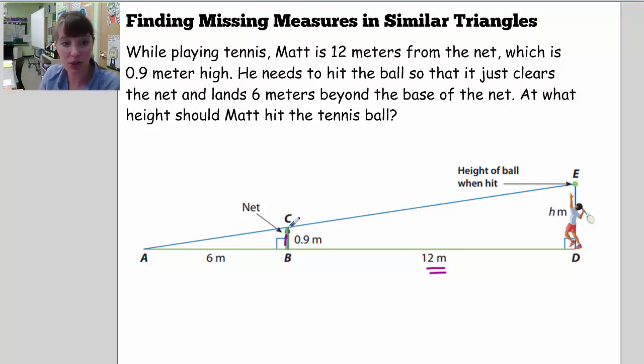Okay, so he just wants to clear the net, and he needs to hit the ball so that it just clears the net and lands 6 meters beyond the base of the net. So this has to be 6 meters, right? So that's what we know so far. At what height would Matt hit the tennis ball? So we are looking for this right here, okay?